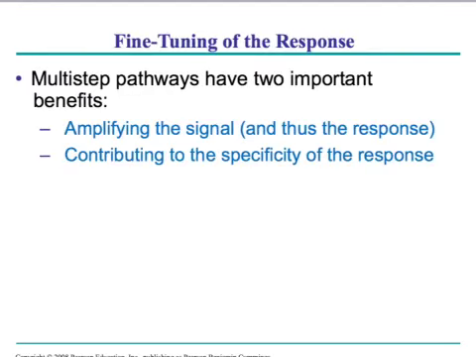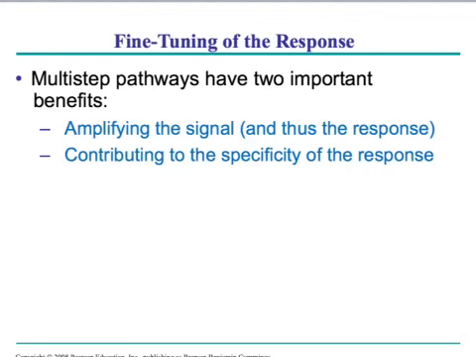All right, so how do we tweak the response and make sure that it gets exactly where it needs to be and it's as big as we need it to be so that we can get exactly the type of response that we want? Well, multi-step pathways have two main benefits, which is why your body does it. Benefit number one is the signal is amplified. You have lots of molecules carrying the signal, which means you're going to have a lot of response to those molecules.